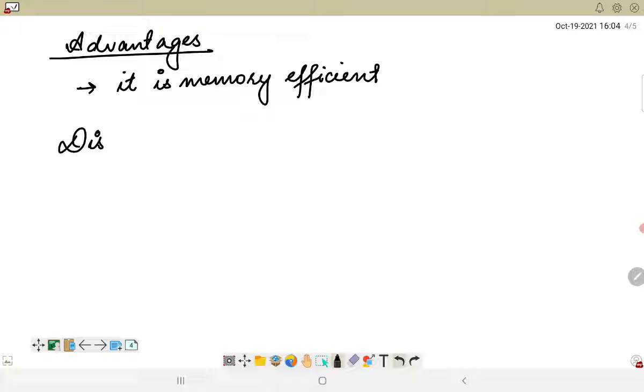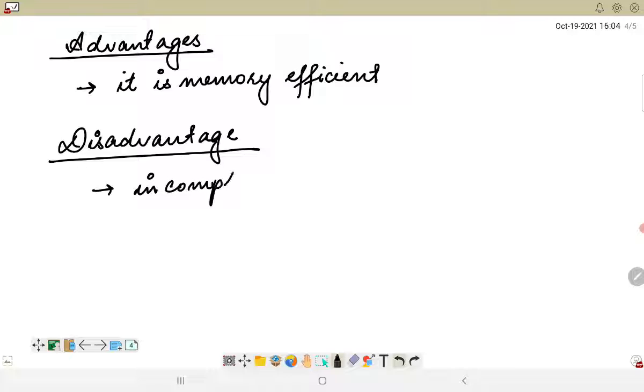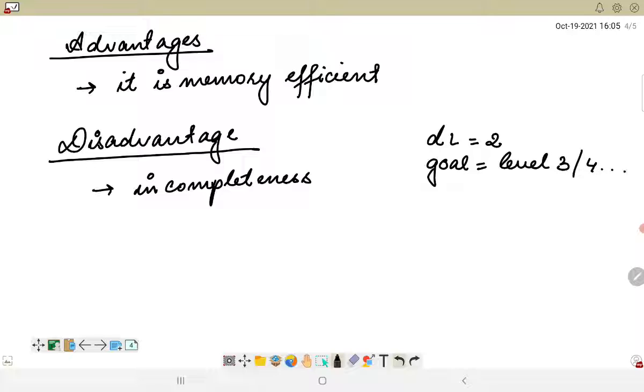What can be the possible disadvantage? The disadvantage is similar to what traditional depth first search already has. First of all, it is incomplete because sometimes if I have given the depth limit as level 2, but the goal might be at level 3 or level 4 or so on. At that point of time, the solution could never be found. Hence, it is not considered a complete solution. And the second one is that it is non-optimal.